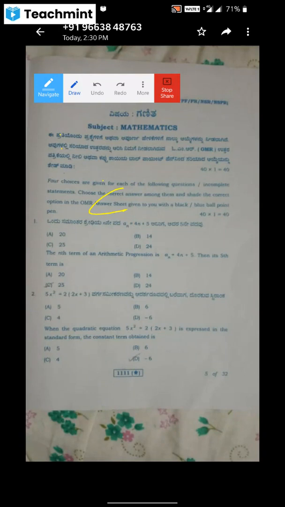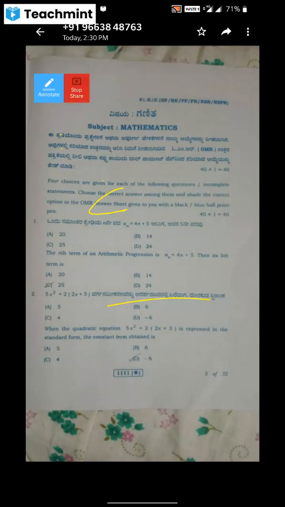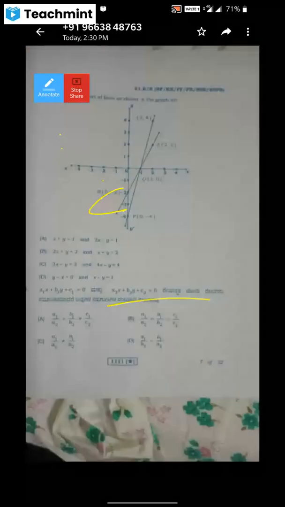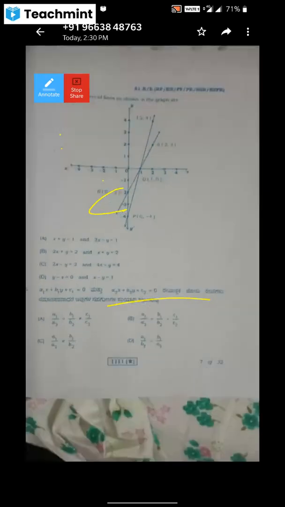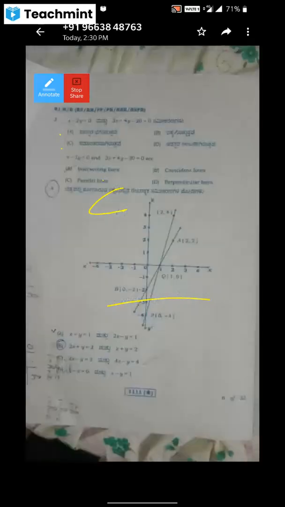Okay, so we'll move to next. So wait, this is the third one. Yeah, here is the third question.